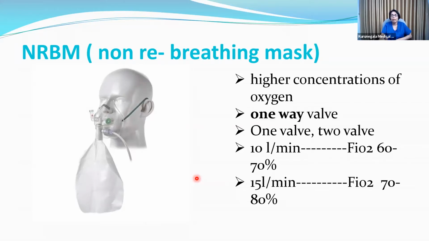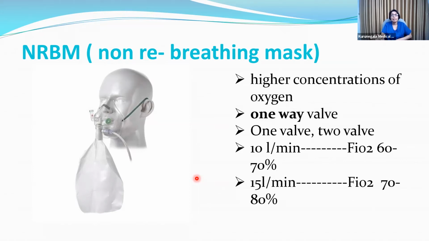If you provide a flow rate of 10 liters per minute, FiO2 of 60 to 70% can be delivered. If you administer 15 liters per minute flow rate, FiO2 can be increased to about 70 to 80%. When you apply this face mask, there has to be a tight fit, and when the patient takes a breath, the oxygen reservoir bag should collapse. Otherwise, that means the patient is breathing from air, so your FiO2 delivered to the patient is not as high as what is mentioned here.